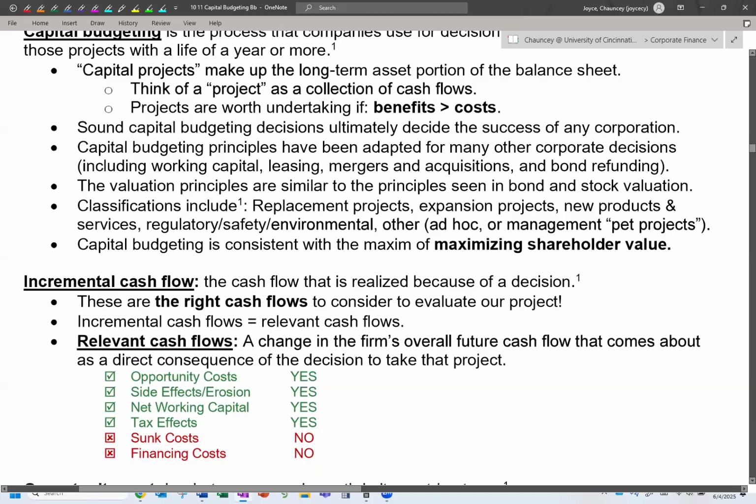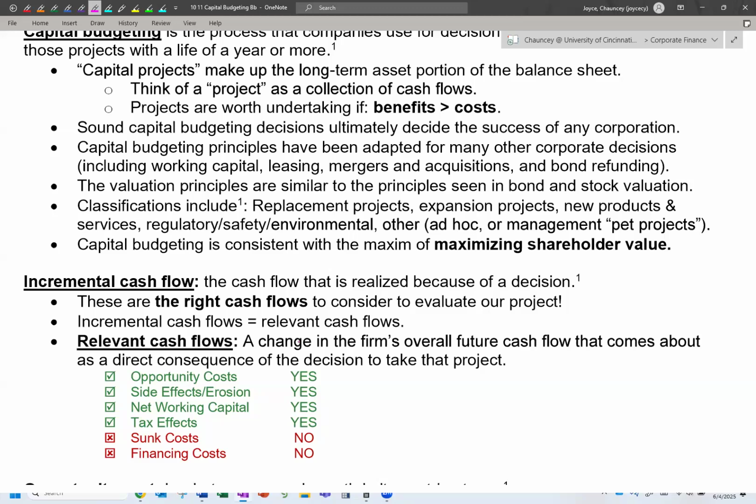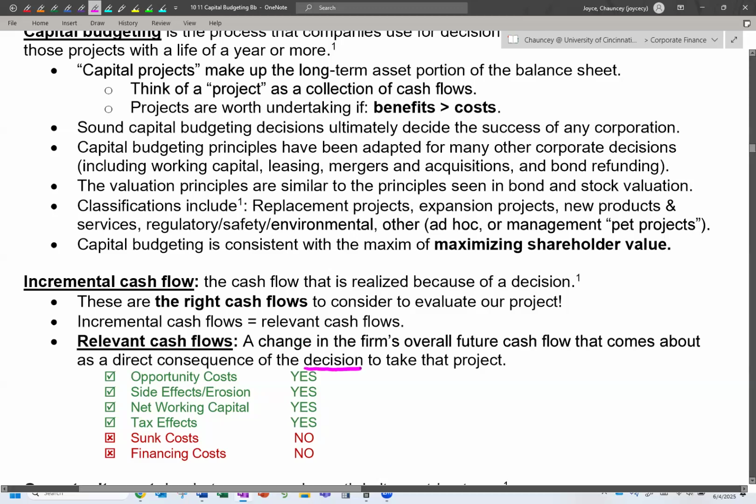Incremental cash flows. Those are the cash flows that are realized because a decision is made. These are the right cash flows to consider to evaluate your project. You've often heard incremental cash flows may be stated as relevant cash flows. Those are the cash flows we need to focus on. So incremental cash flows are the relevant cash flows for capital budgeting. Which ones are relevant? A change in a firm's overall future cash flow that comes about as a direct consequence of a decision to take that project.